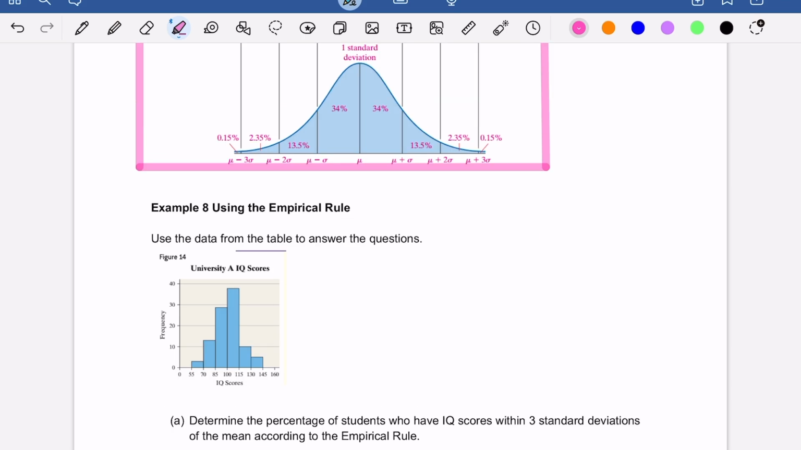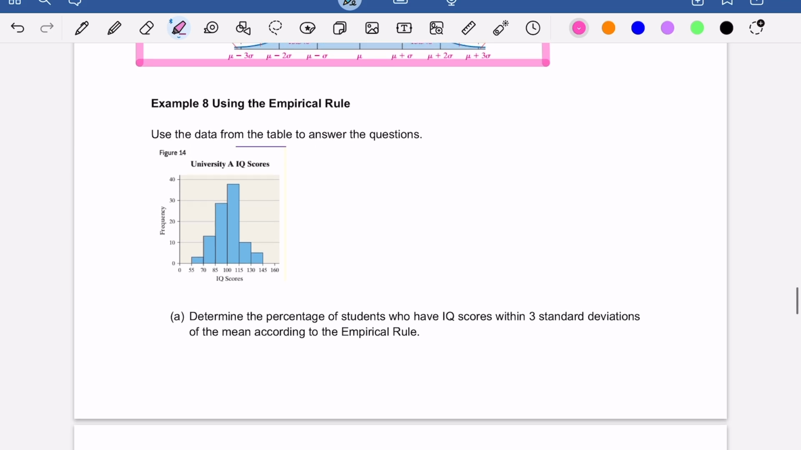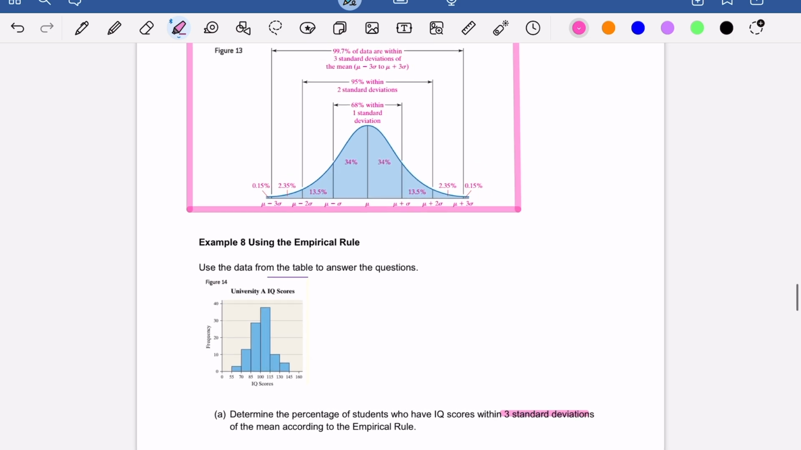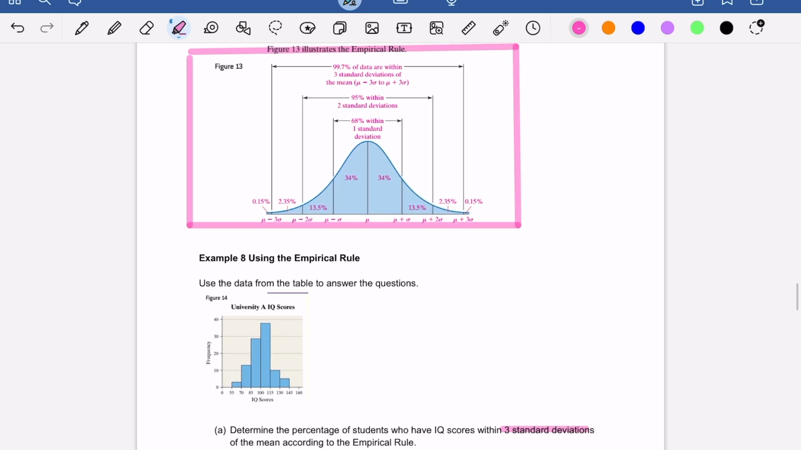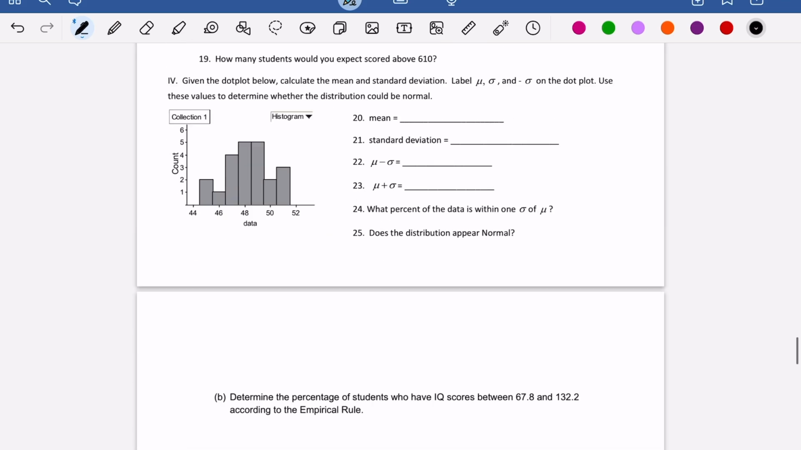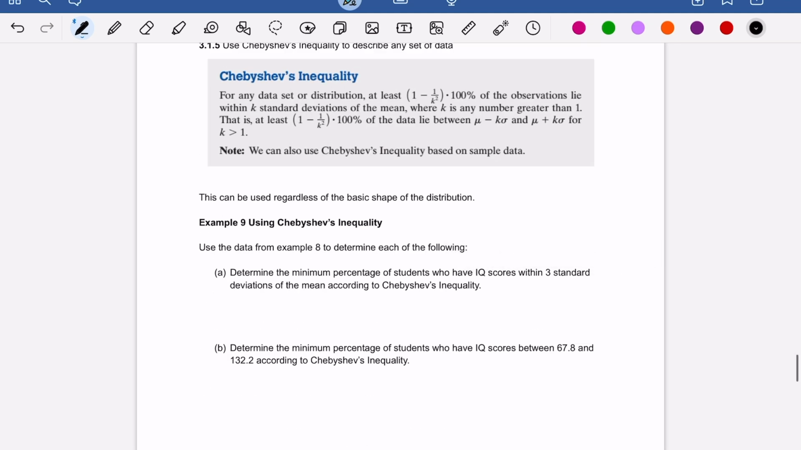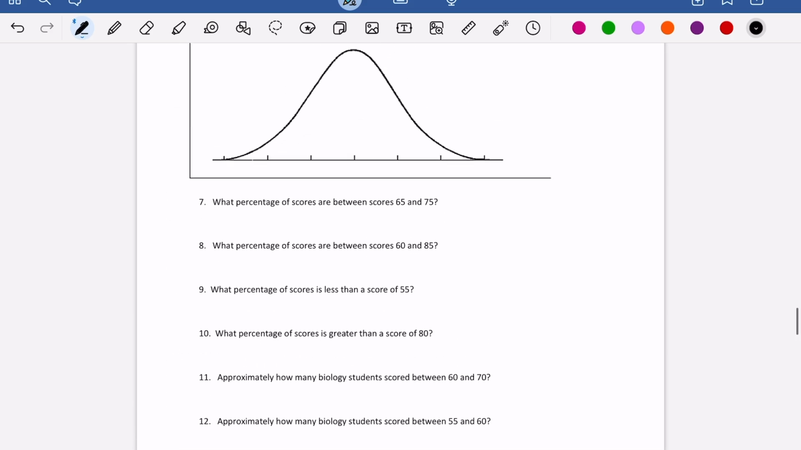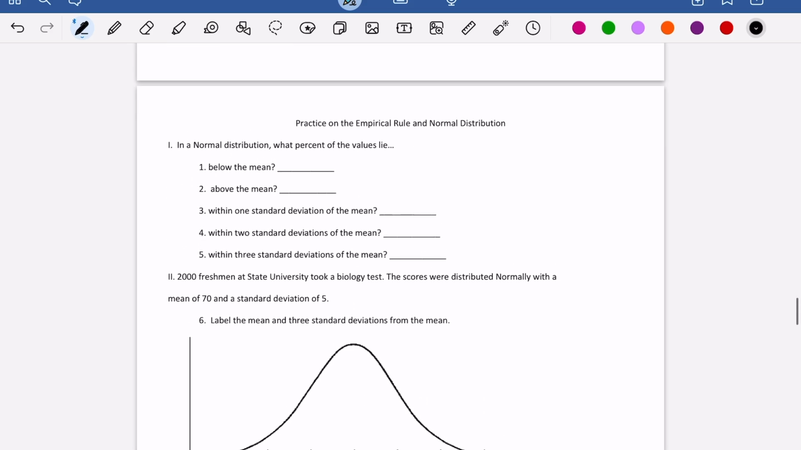And it says use the data from the table to answer the questions. And it says, determine the percentage of students who have IQ scores within 3 standard deviations of the mean according to the empirical rule. So when we look at the empirical rule, the percentage of individuals within 3 standard deviations is 99.7%. 99.7% of all individuals will fall within 3 standard deviations of the mean. So we're going to go over this part first before we look at this next example.